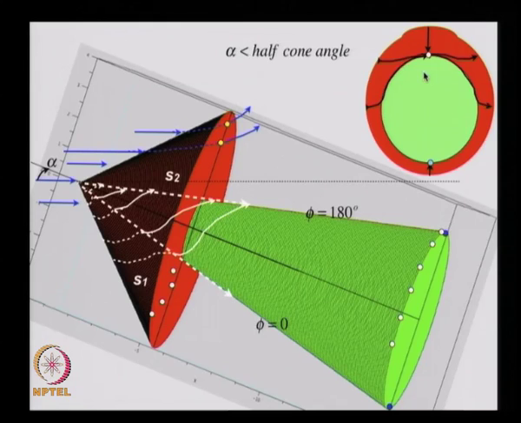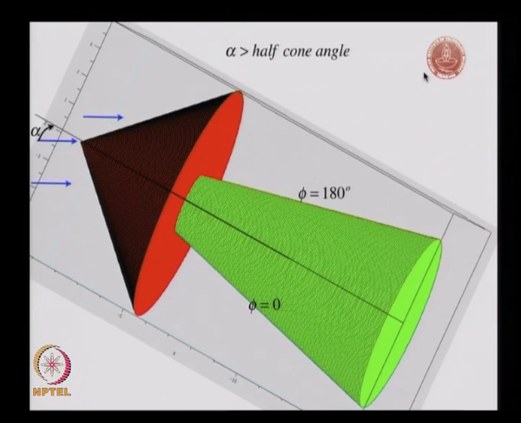Okay. So, let us go to what happens if alpha, the angle of attack, is greater than the half cone angle. What happens then? We are looking at the same picture. This alpha is just greater than the half cone angle. Again we have two radial lines, phi equals 0 and phi equals 180 degrees, and we have these streamlines. The entropy change here is S2, and the entropy change here is S1, say.